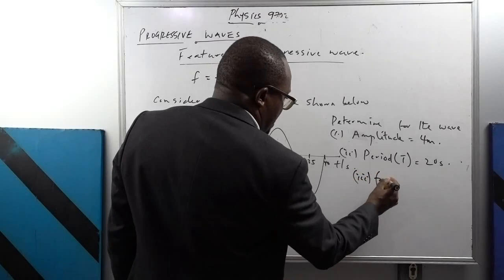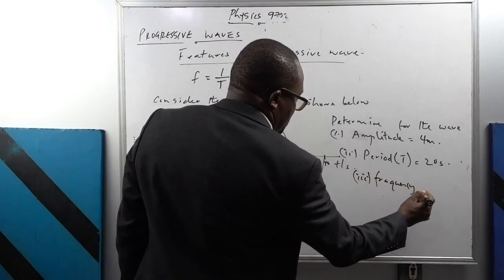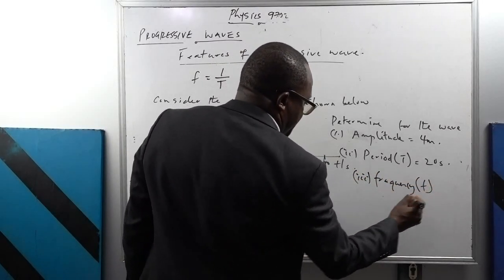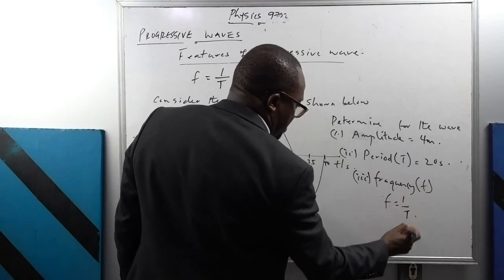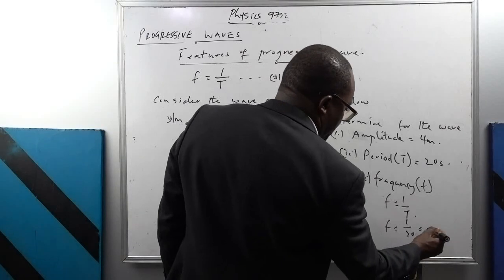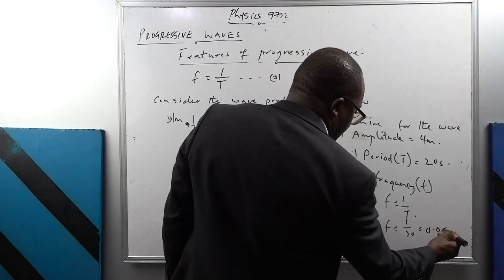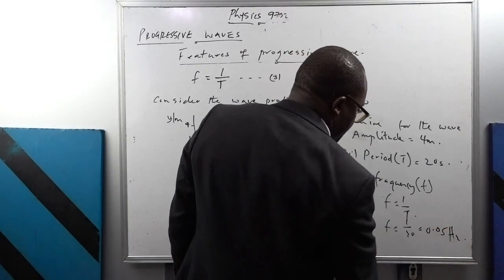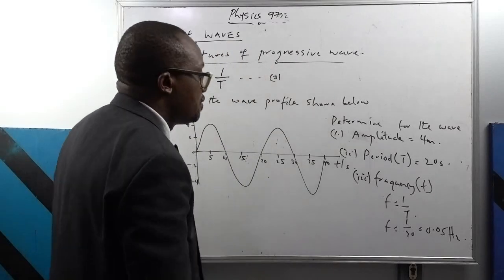3. Frequency. Frequency F is 1 over period. So that becomes 1 over 20. That is 0.05 hertz.